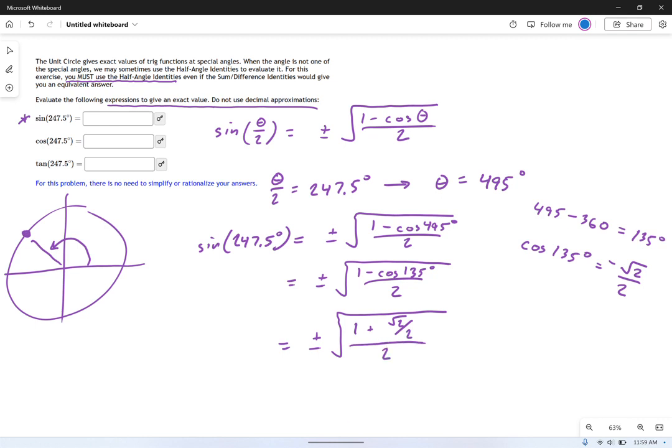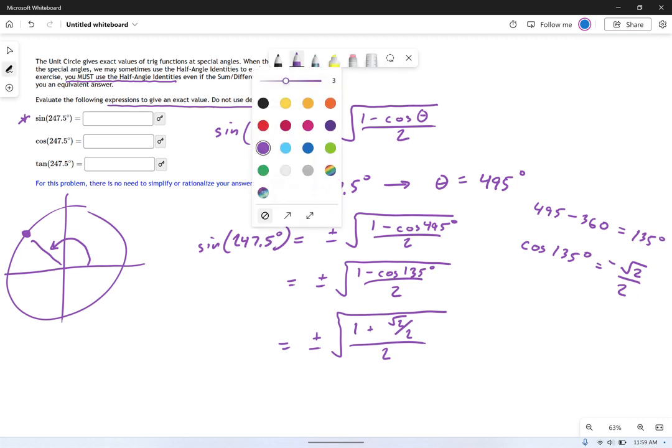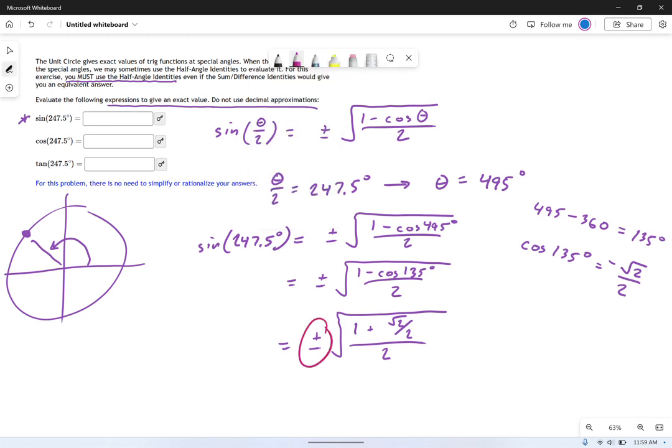I haven't simplified this very much. I can do that in a moment. I want to talk about this plus or minus right here, because that needs to be addressed. This guy is the source of so many mistakes when dealing with the half-angle identity. The way we determine whether we use plus or minus is by looking at the angle in question. It's not 135 degrees. That's not the angle I care about. This is the angle I care about, 247.5.